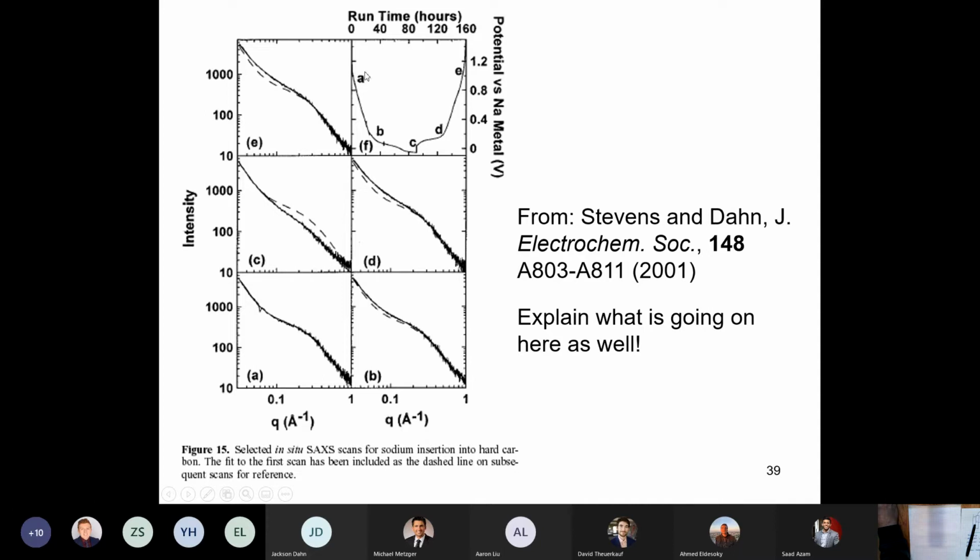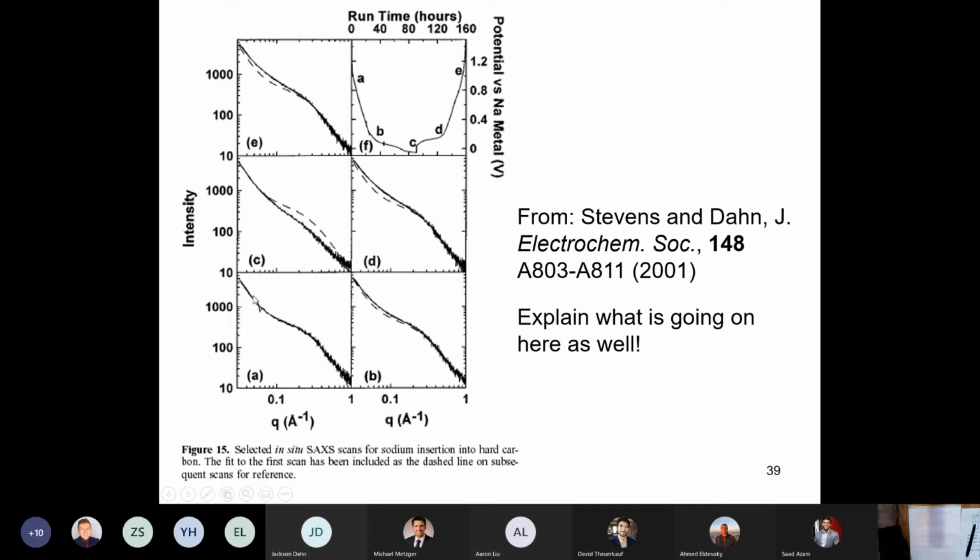He had a cell and he measured the small angle X-ray diffraction patterns as the cell was discharged and charged. And this is with sodium intercalation, sodium insertion, not lithium. And sodium was used here because sodium has more scattering power than lithium, and you can observe its impact as it goes into carbon. So let's take a look.